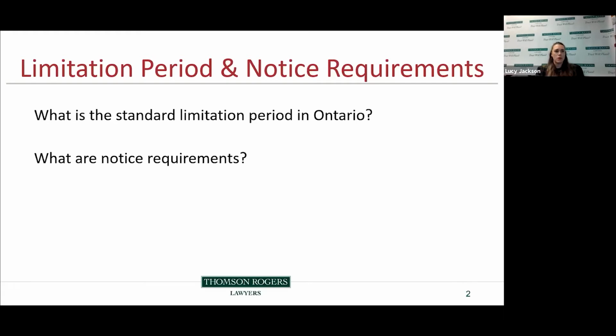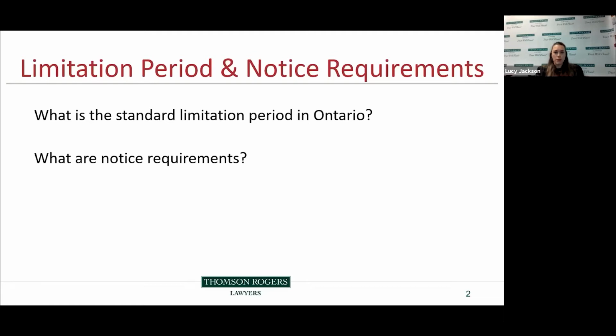And as well as the standard limitation period, we also have what's called an ultimate limitation period, and that's of 15 years. So even if you don't discover you have a potential claim until 16 years after the alleged act or omission, you are unfortunately unable to issue a claim with the courts because of that ultimate limitation period.